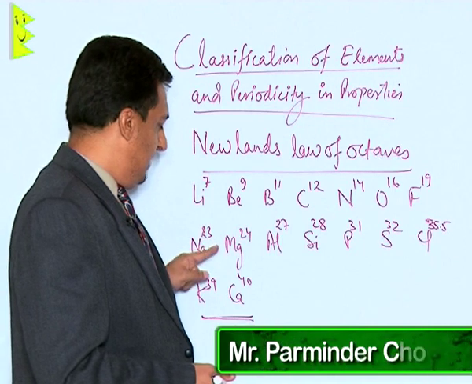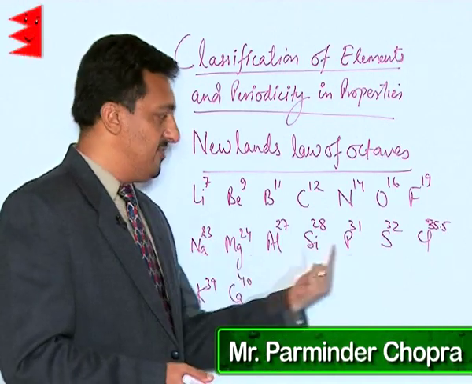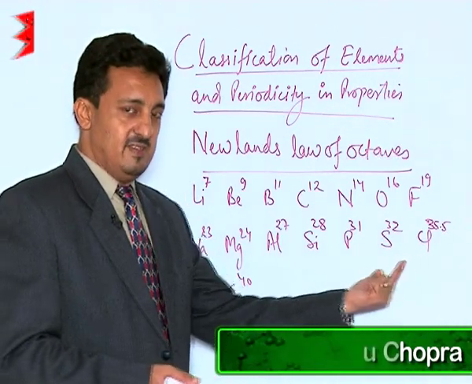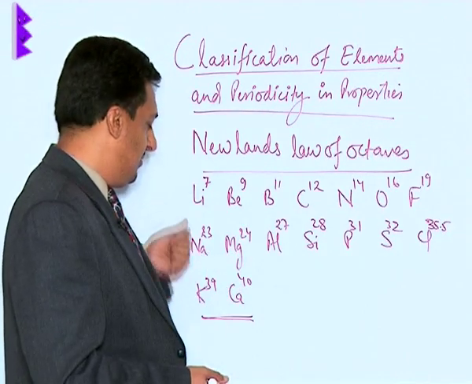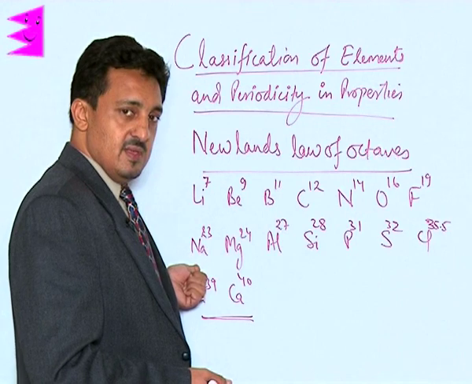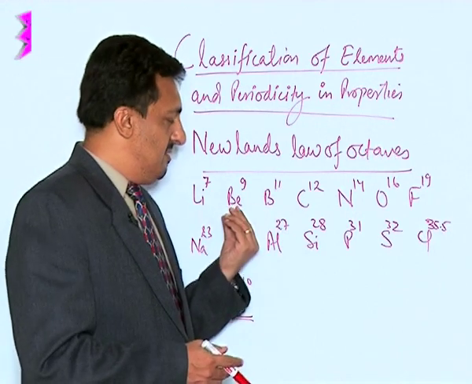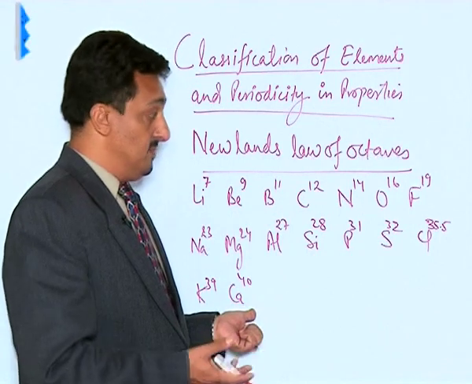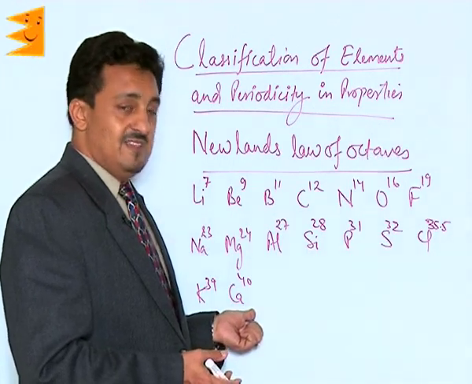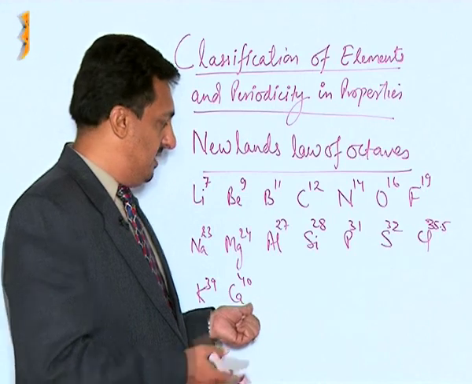In a very similar way, when the elements from lithium to chlorine were arranged in increasing order of their atomic masses, potassium, the eighth element, was found to have properties similar to lithium and sodium. So this is how the law of octaves originated, and he was able to classify almost 16, 17 elements in this pattern.